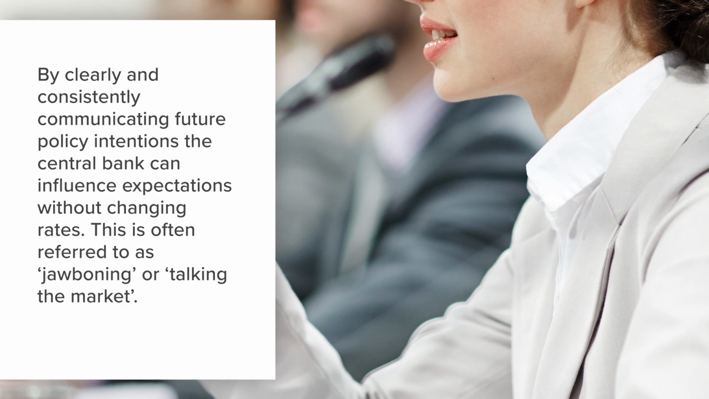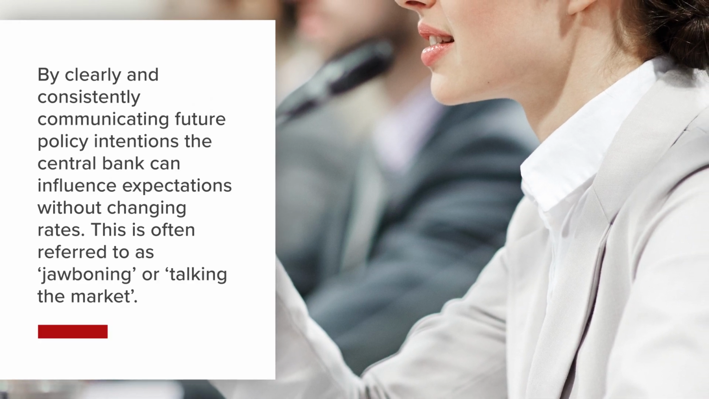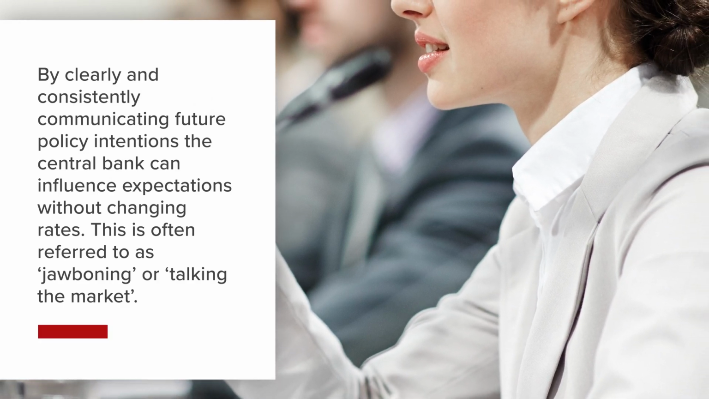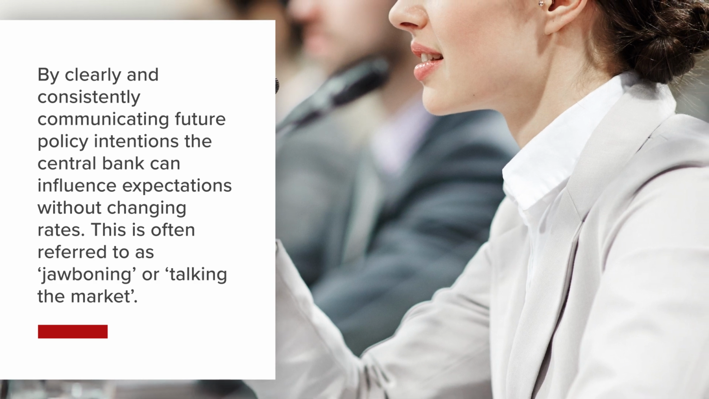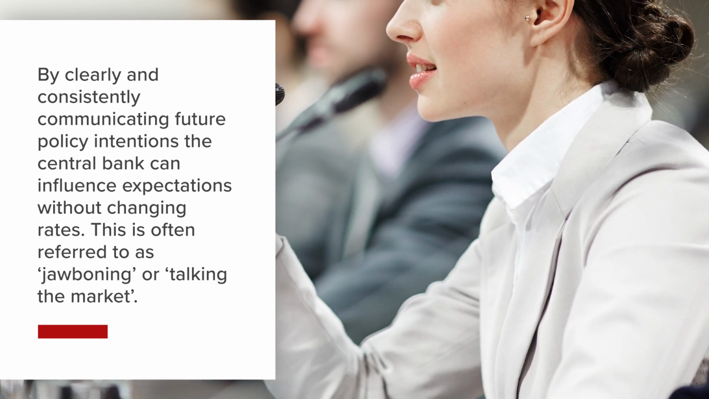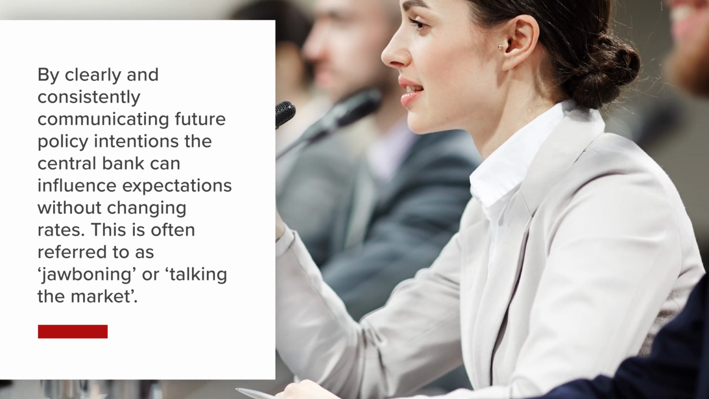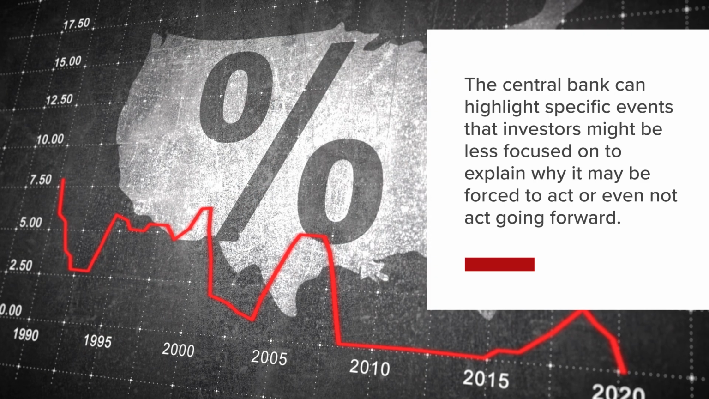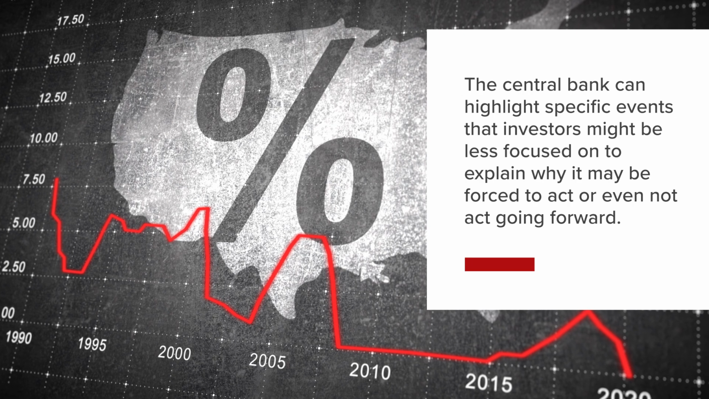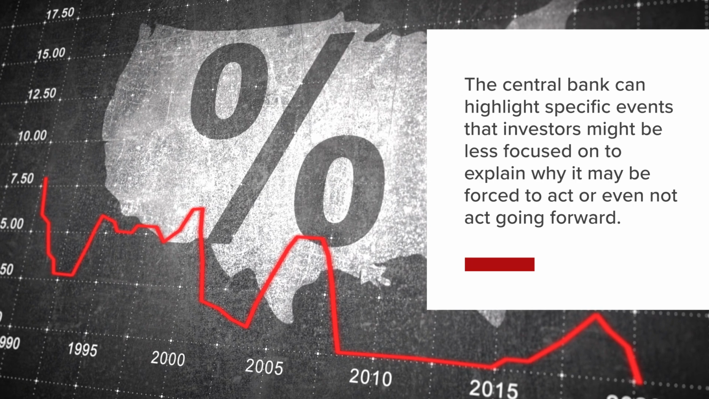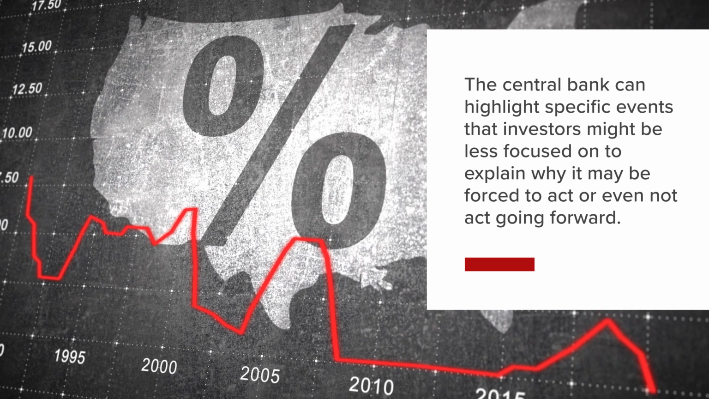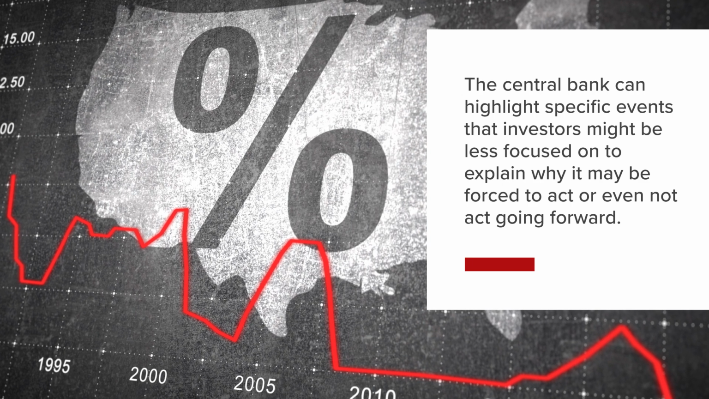Forward guidance. By clearly and consistently communicating future policy intentions, the central bank can influence expectations without changing rates. This is often referred to as jawboning or talking the market. The initiative can have positive effects, especially at economic turning points. The central bank can highlight specific events that investors might be less focused on to explain why it may be forced to act or even not act going forward.